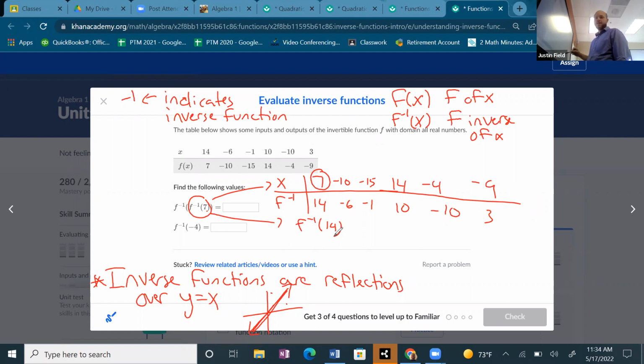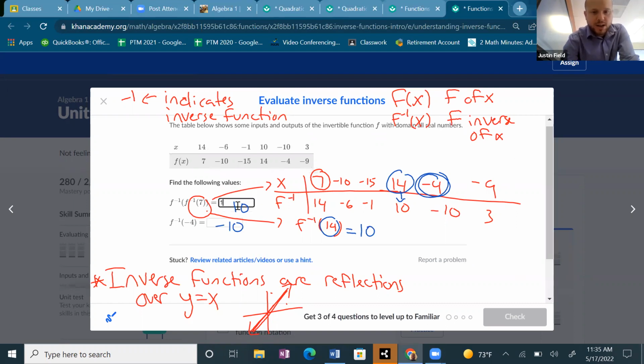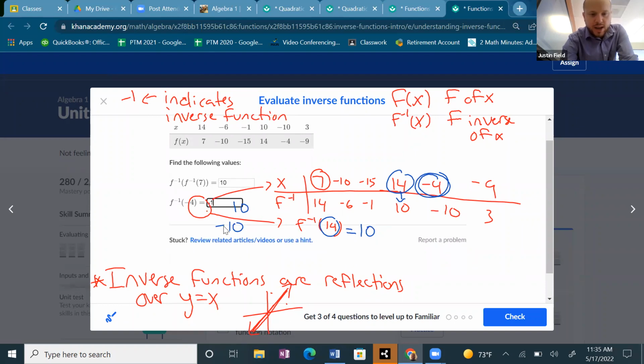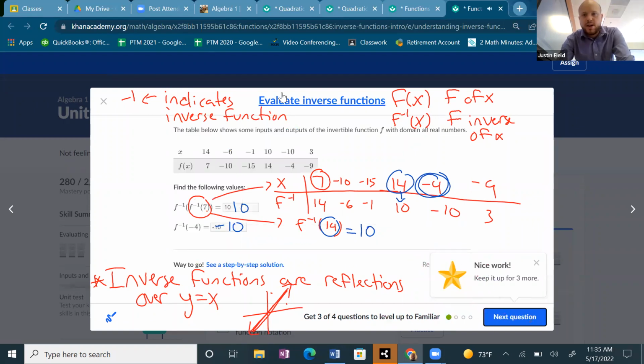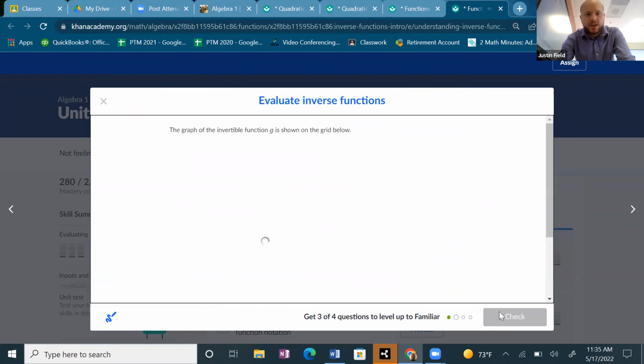So now what is f inverse of 14? Now I'm going to do this one. Where's 14? 14 is here, 10. So f inverse of 14 equals 10. All right, so what's f inverse of -4? Now we just have to go to -4, and it's -10. Just in case you think I'm completely crazy, let's put them in. 10, -10. All right, so background info, but let's do one more.